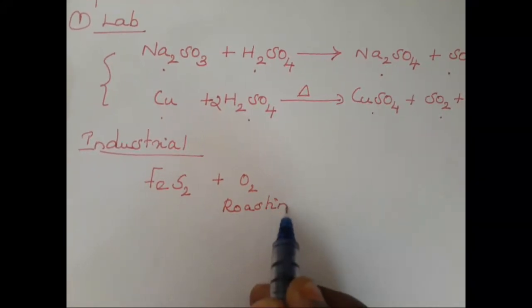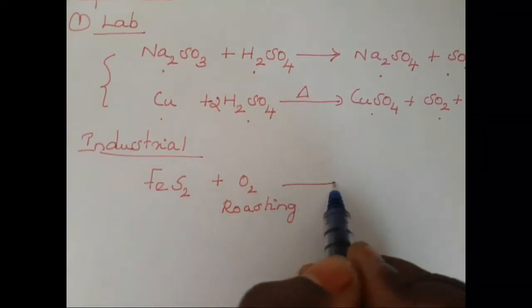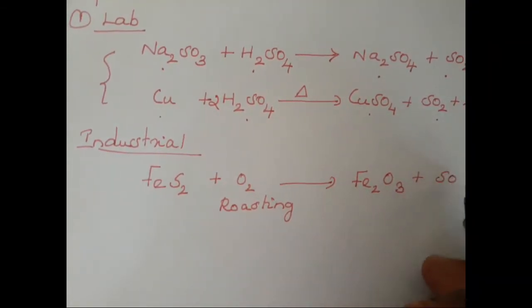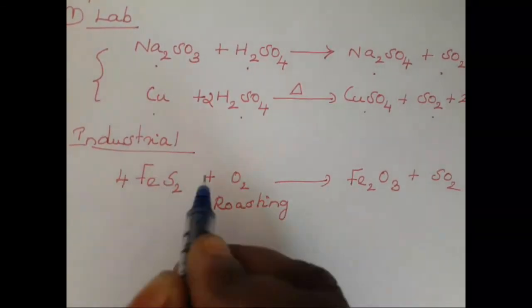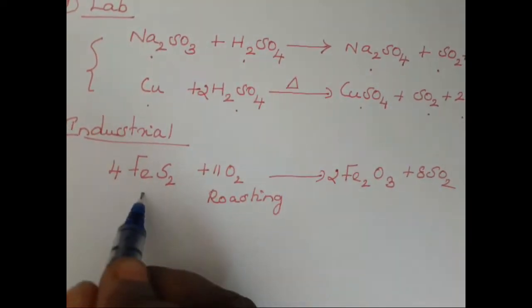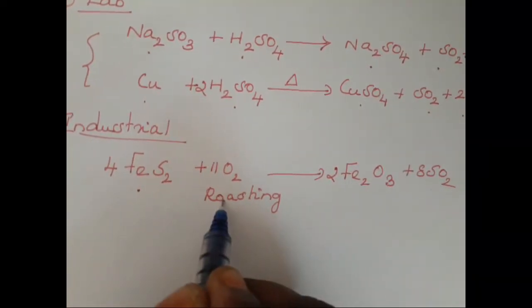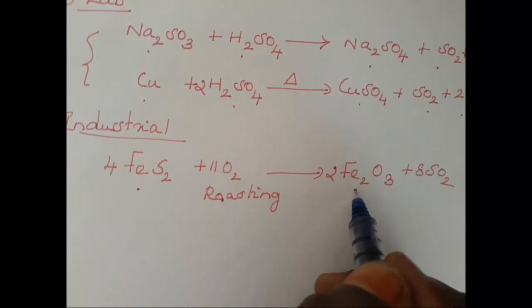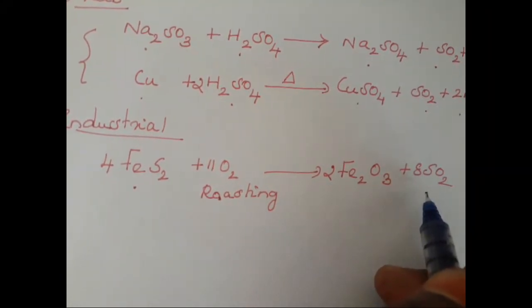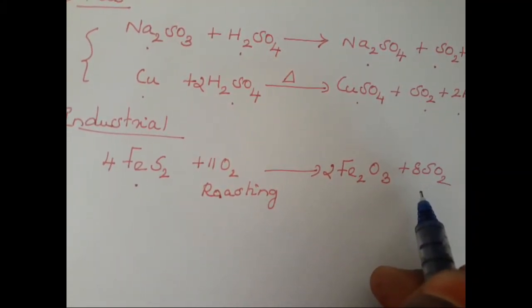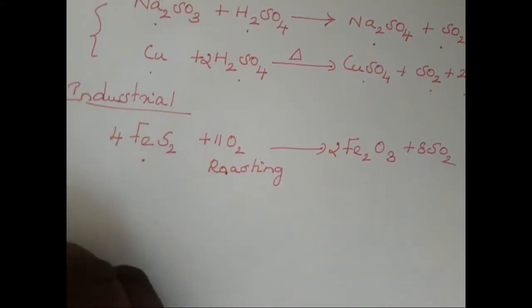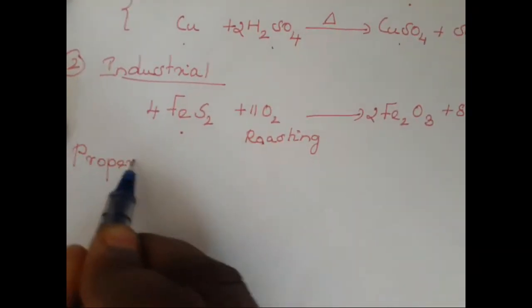Right? When iron sulfide is roasted, it produces iron oxide and sulfur dioxide. Let me balance the equation now. Right, when iron pyrite, the ore of iron, is roasted with oxygen, we will be getting iron oxide and sulfur dioxide. The gas which we have obtained here is dried, liquefied under high pressure and stored in steel cylinders. Right children?